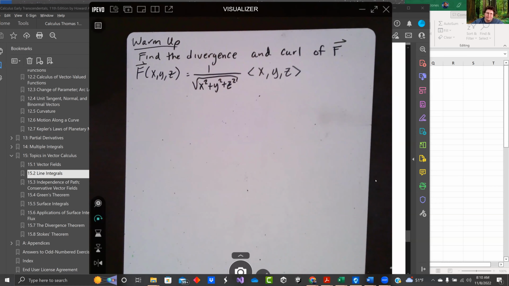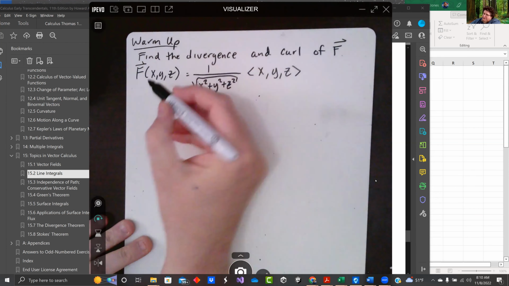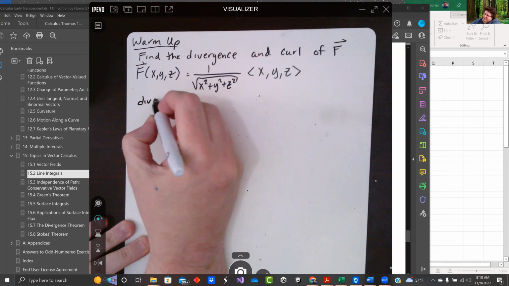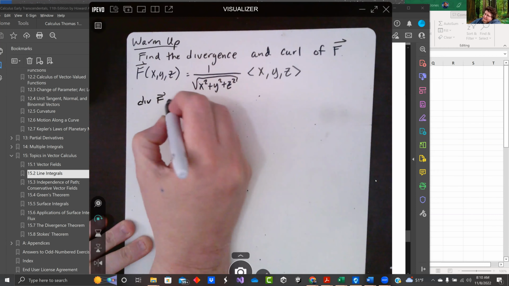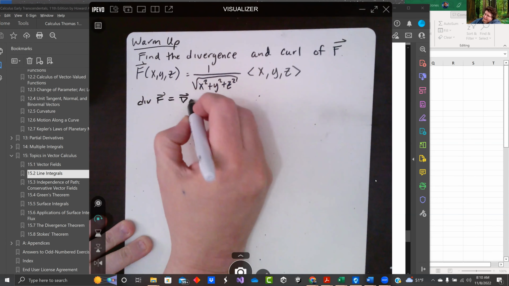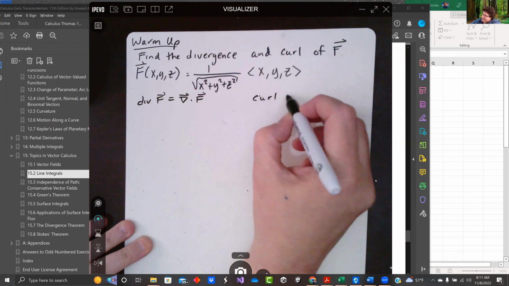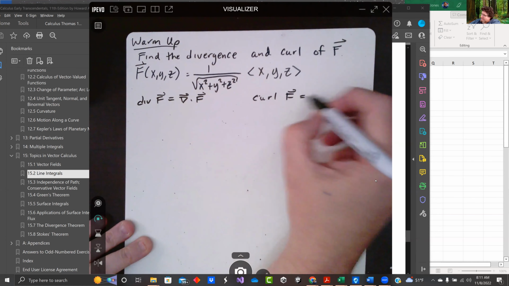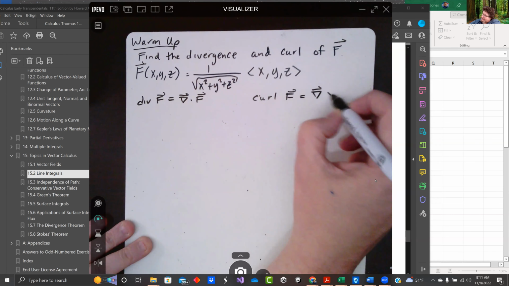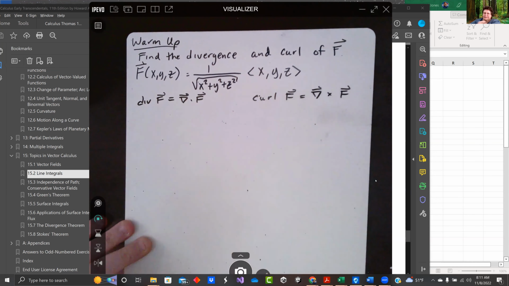We're going to start this off with finding the divergence and curl of f. As a reminder, divergence of f is our del operator dotted with f, and the curl of f is the cross product of the del operator with f, or nabla. I know Ben is fond of the word nabla, the nabla operator.